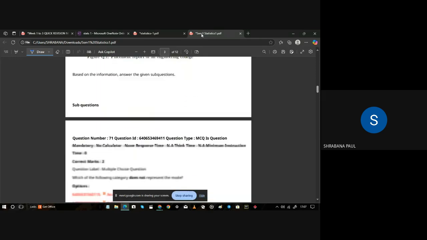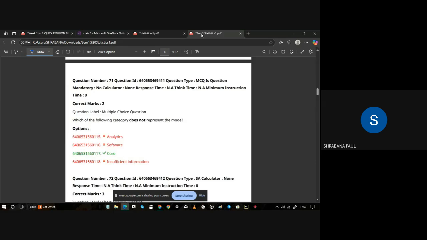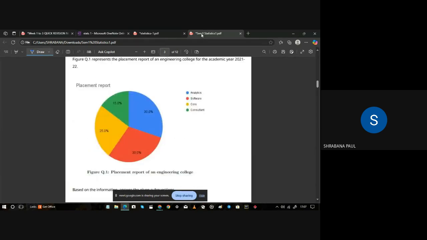Okay, so the first question is: which of the following categories does not represent the mode? The options are Analytics, Software, Code and Insufficient Information. What is the mode of this data? Tell me.